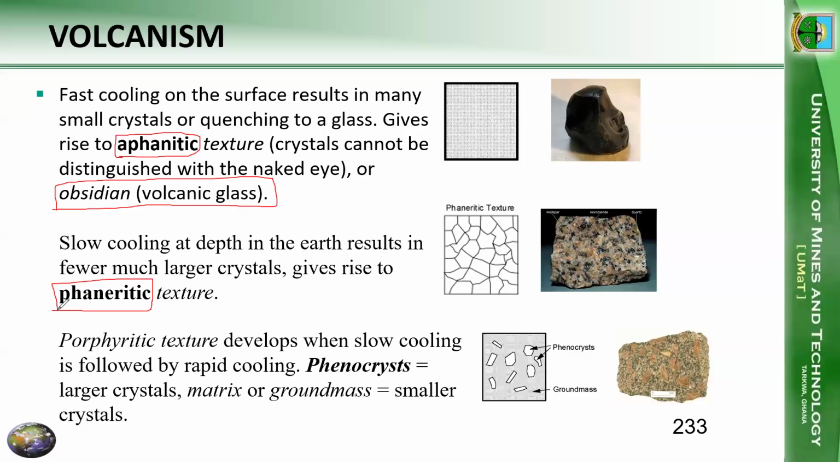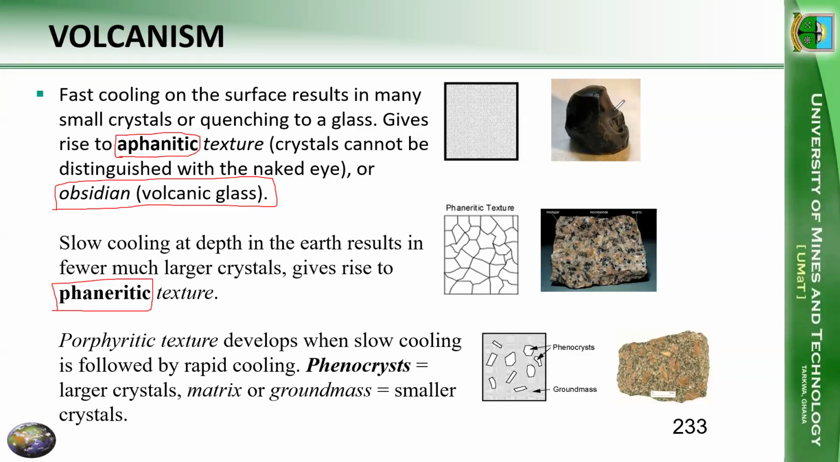So granite, for instance, has a phaneritic texture, whereas the basalt or your obsidian will have an aphanitic texture. So either you have aphanitic texture, or you could even have the extreme form, obsidian, which is volcanic glass. So obsidian is actually just glass. It's only glass because the cooling rate was extremely fast, and there was actually no time for any form of crystal to develop.